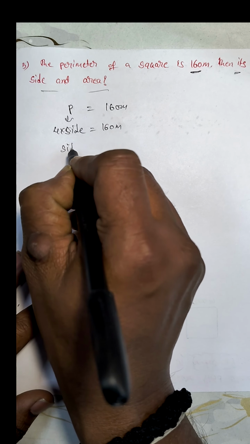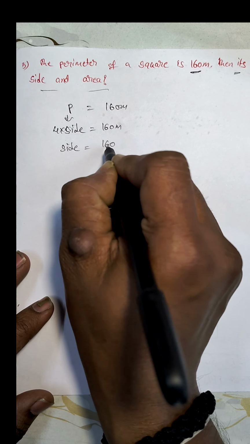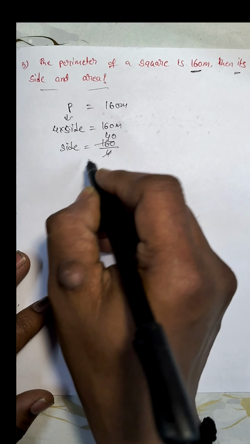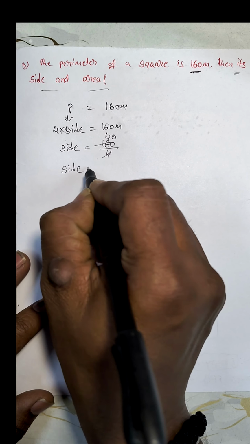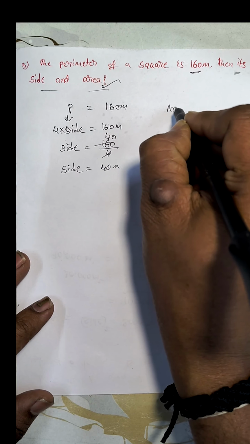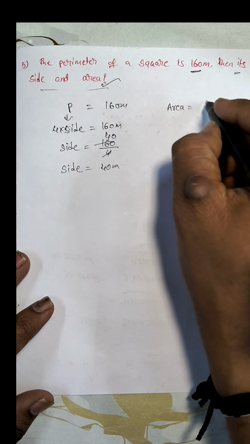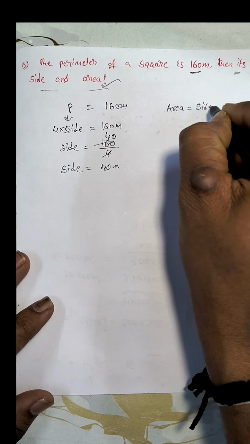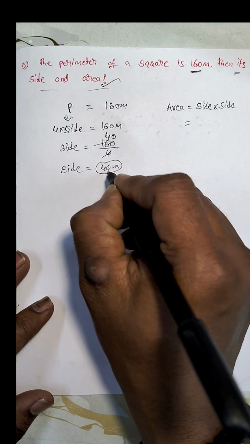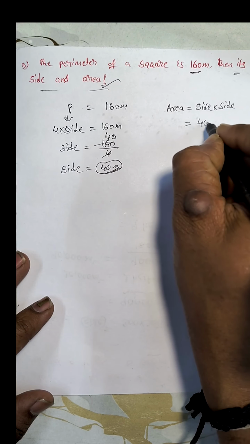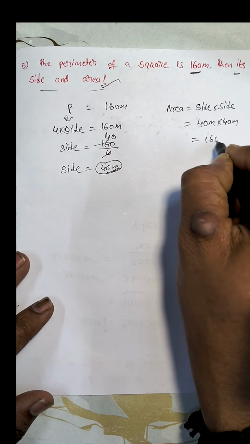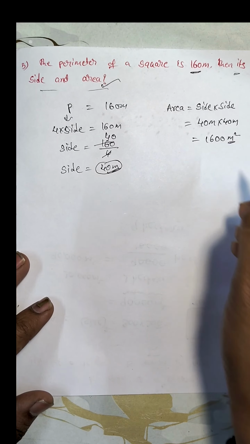So each side measurement is what? 160 by 4. 4 1s are 4, 4 6s are 24, and 0 as is. So each side measurement is 40 meters. And what else do we need to find out? We are asked to find out the area. Area of a square is what? Side into side. We already got that each side is 40 meters. So 40 meters into 40 meters gives you 1600 meters square.